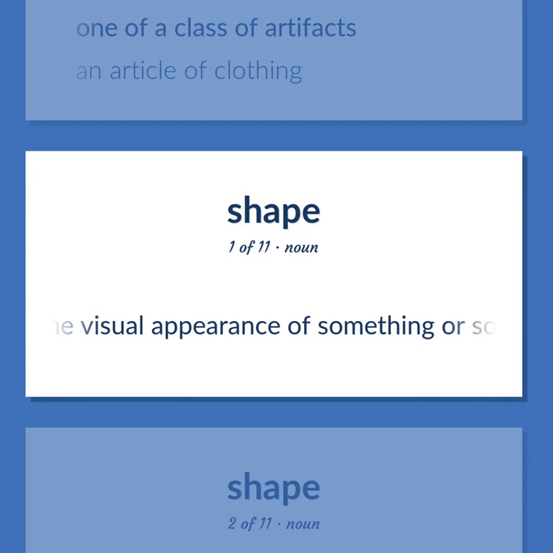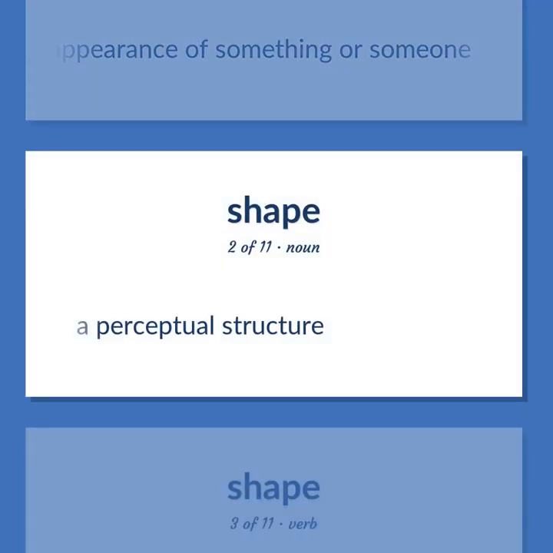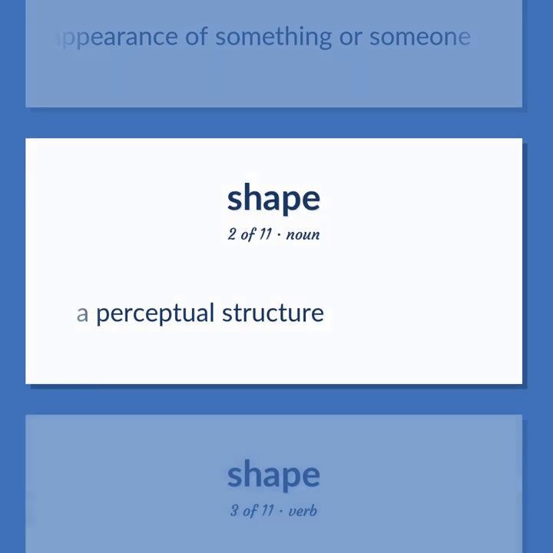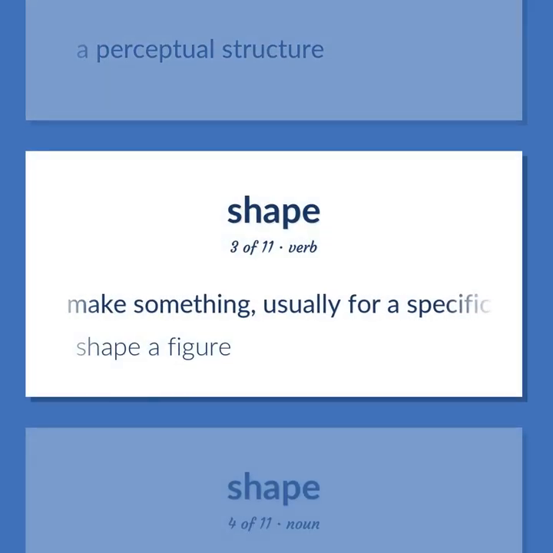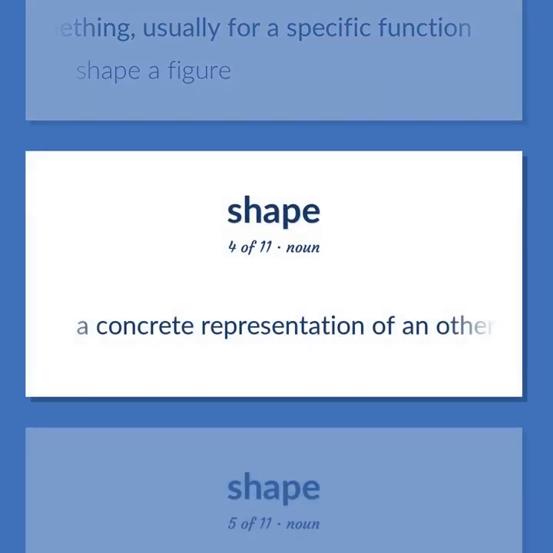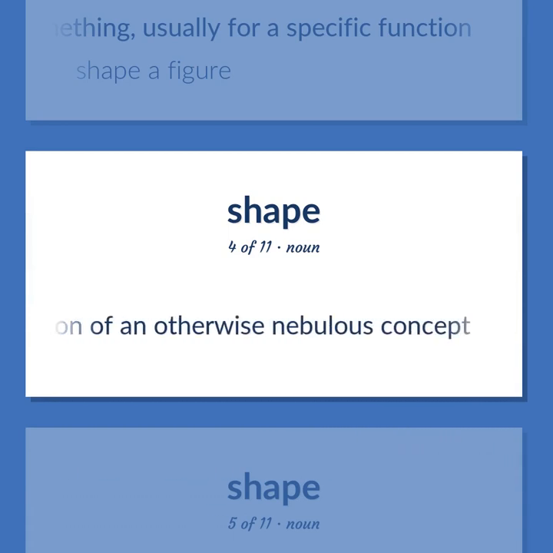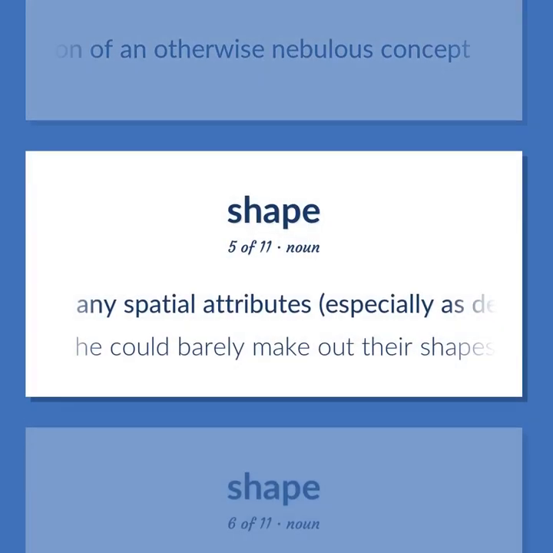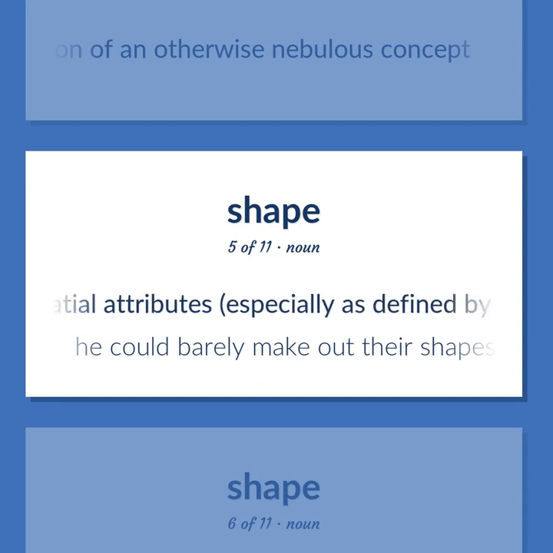The visual appearance of something or someone. A perceptual structure. Make something, usually for a specific function. Shape a figure. A concrete representation of an otherwise nebulous concept. Any spatial attributes, especially as defined by outline. He could barely make out their shapes.